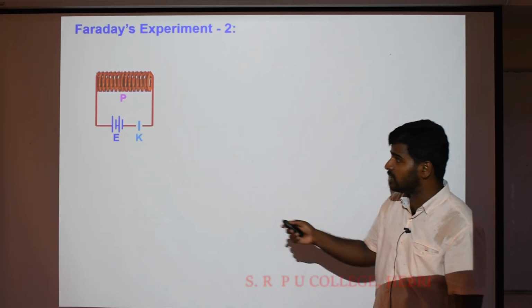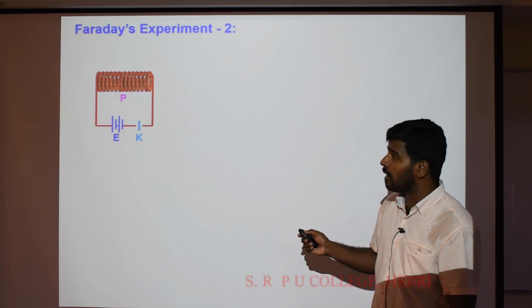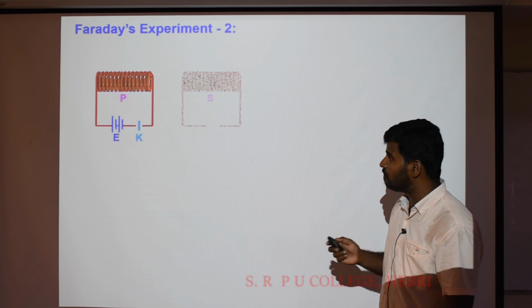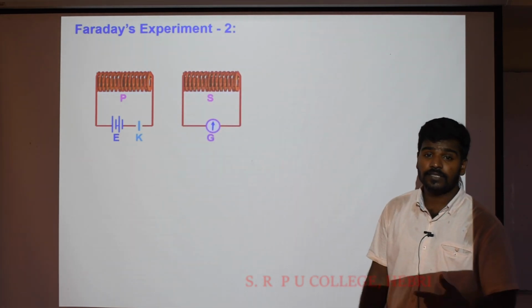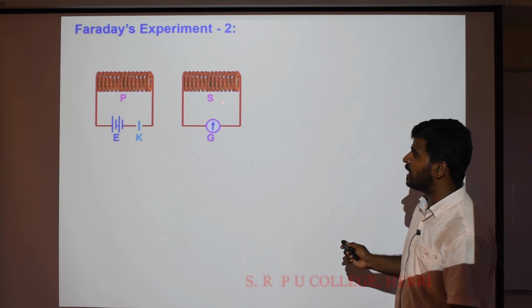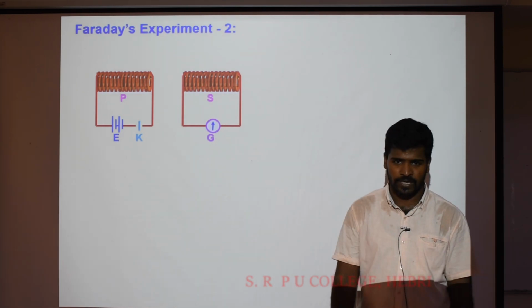Here it is the coil. That coil is considered as P, that means primary coil. The primary coil is connected to a battery with respect to the key. See now, again we are getting one more coil. That coil is called the secondary coil. S refers to this here. S refers to the secondary coil, and that coil is connected to a galvanometer, a sensitive galvanometer.